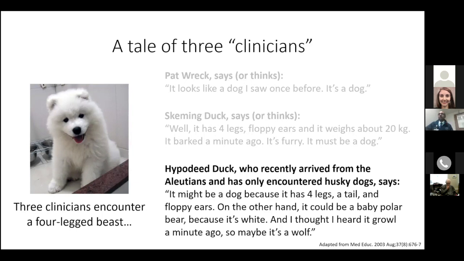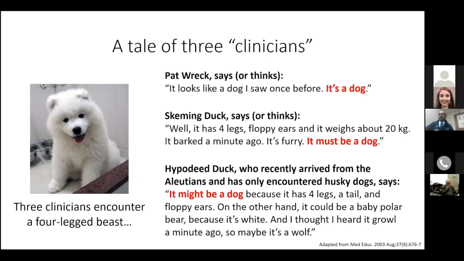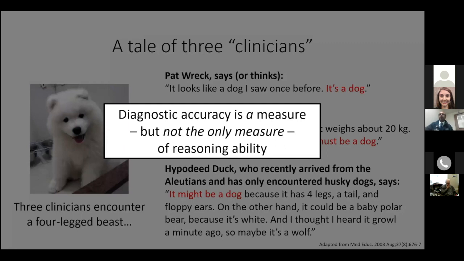But before I get into what the struggles might be, the first thing I want to point out is that all 3 clinicians appropriately prioritize the correct diagnosis. Now, their confidence in that diagnosis may be different, but they still got the diagnosis correct. And the reason I emphasize that is because diagnostic accuracy is a measure of reasoning ability, but not the only measure.